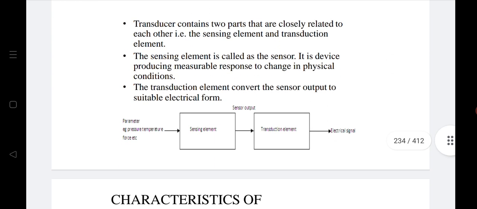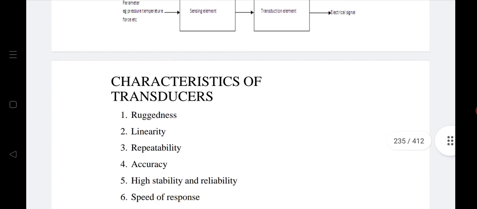This is a general block diagram of a transducer. It contains two elements: one is the sensing element and the other is the transduction element. The sensing element converts whatever the physical conditions are into a measurable response. This measurable response is again converted into a suitable electrical signal by the transduction element.